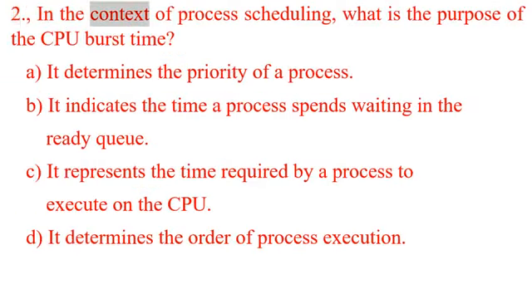2. In the context of process scheduling, what is the purpose of the CPU burst time? A. It determines the priority of a process. B. It indicates the time a process spends waiting in the ready queue. C. It represents the time required by a process to execute on the CPU. D. It determines the order of process execution.